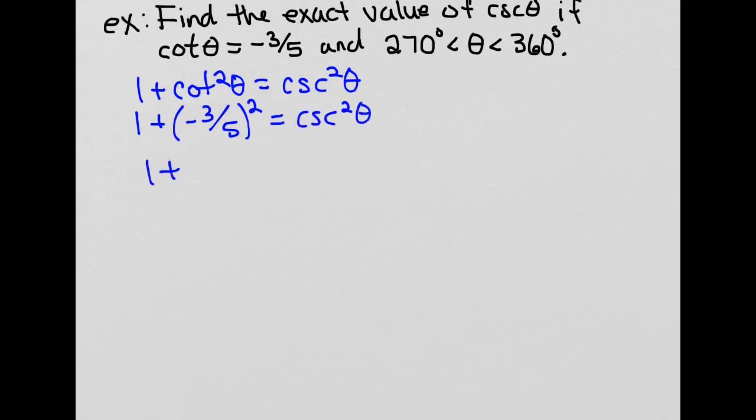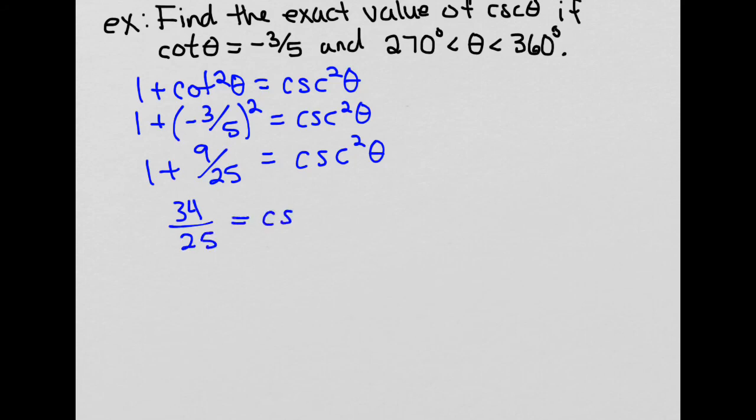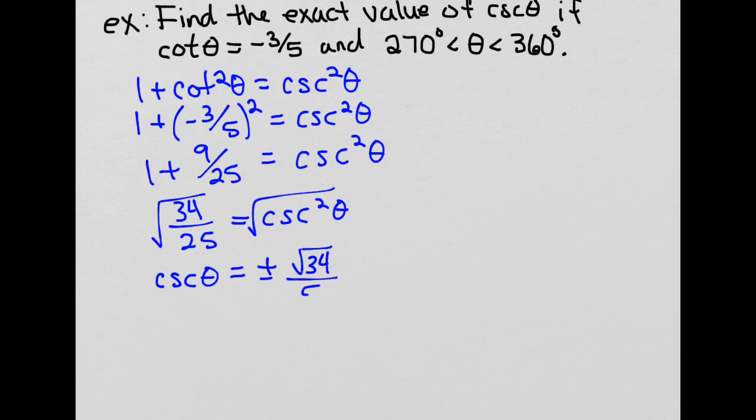And we get 1 plus 9/25 equals cosecant squared. And 1 is 25/25, so 25/25 plus 9/25 is 34/25. To solve for cosecant, we take the square root, and we get cosecant theta is equal to plus or minus square root of 34 over 5.